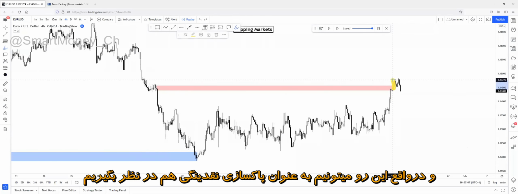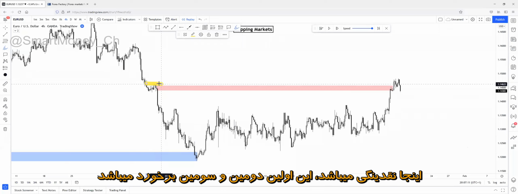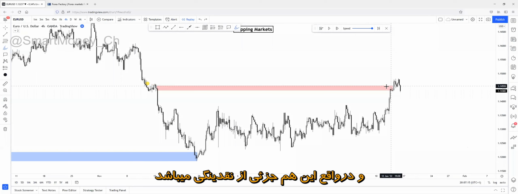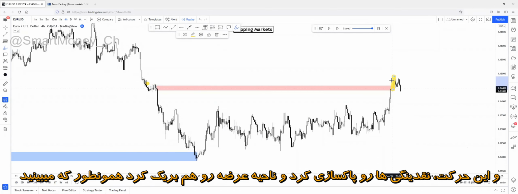And actually, you can call this a liquidity sweep to the upside too. Here's the liquidity. Here's the first tap, second tap, third tap, and basically this is part of the liquidity too. And this movement swept the liquidity and broke above the supply zone here, as you can see.